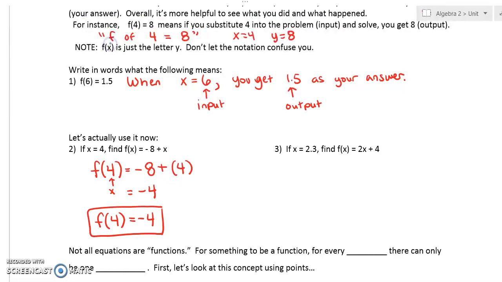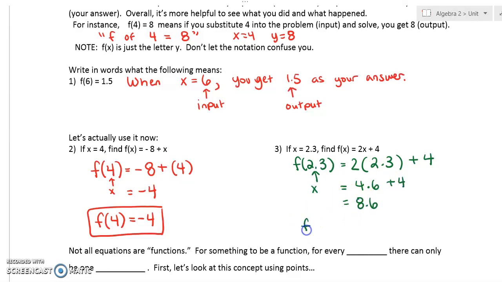All right, let's look at the next one. If x equals 2.3, find f of x equals 2x plus 4. So here what they're saying is find f of 2.3. Once again, x is 2.3. So we have 2 times, instead of x, I'm going to write 2.3, plus 4. We never touch the left side. We only work on the right side. So 2 times 2.3 is 4.6. Plus another 4 is going to give us 8.6. So final answer is f of 2.3 equals 8.6.